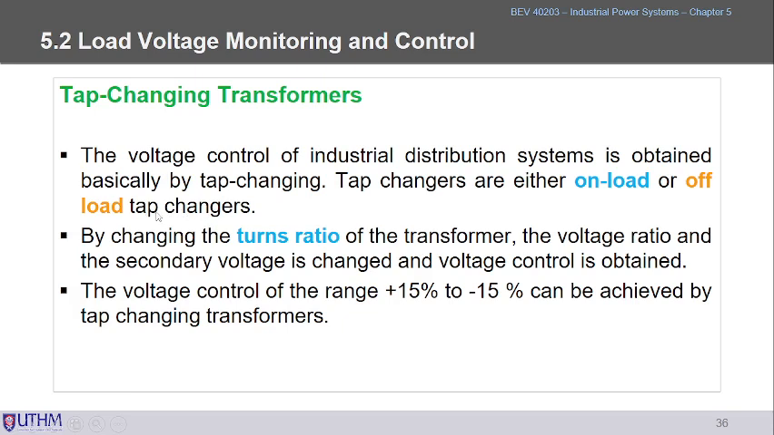Of course, it is much cheaper than on load tap. It depends on the turn ratio also. The normal voltage control is that you can adjust within the range of plus 15% to minus 15%. This is within the permissible voltage level of plus minus 10%, which means you get an extra 5% compared to the standards.